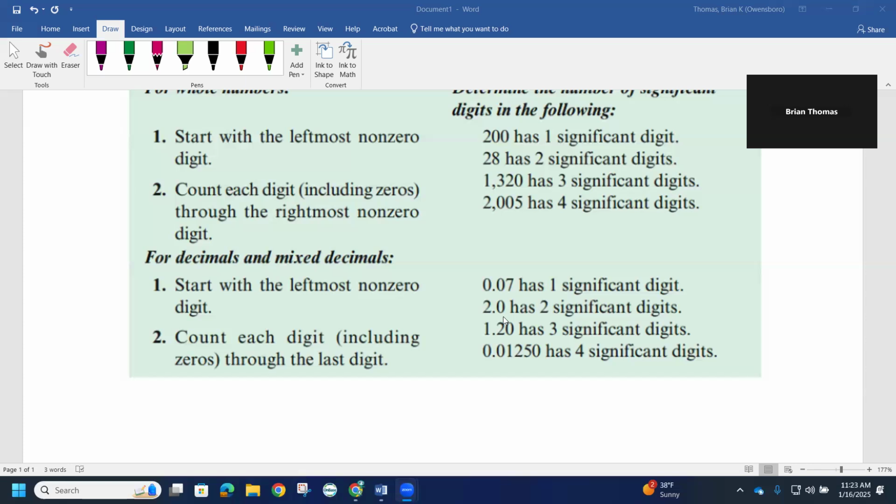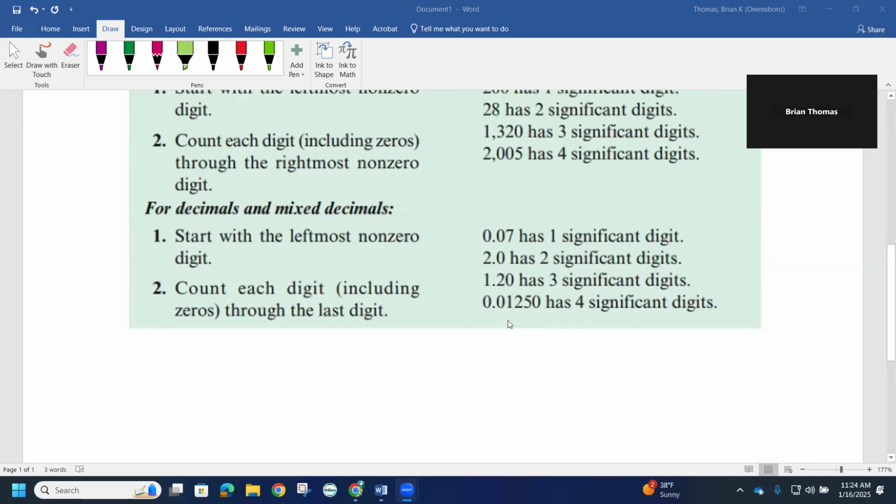If I look at this next example, 2.0, notice how 2 is the furthest left non-zero, and then I have to go all the way to the right as far as I can, including zeros. So this would have two significant digits. The 2 and the 0 are significant in this example. If I look at this next example, 1.20, notice how 1 is the furthest left non-zero digit, and then I count to the right until I get to the end, including zeros. So 1.20 would be 3 significant digits.